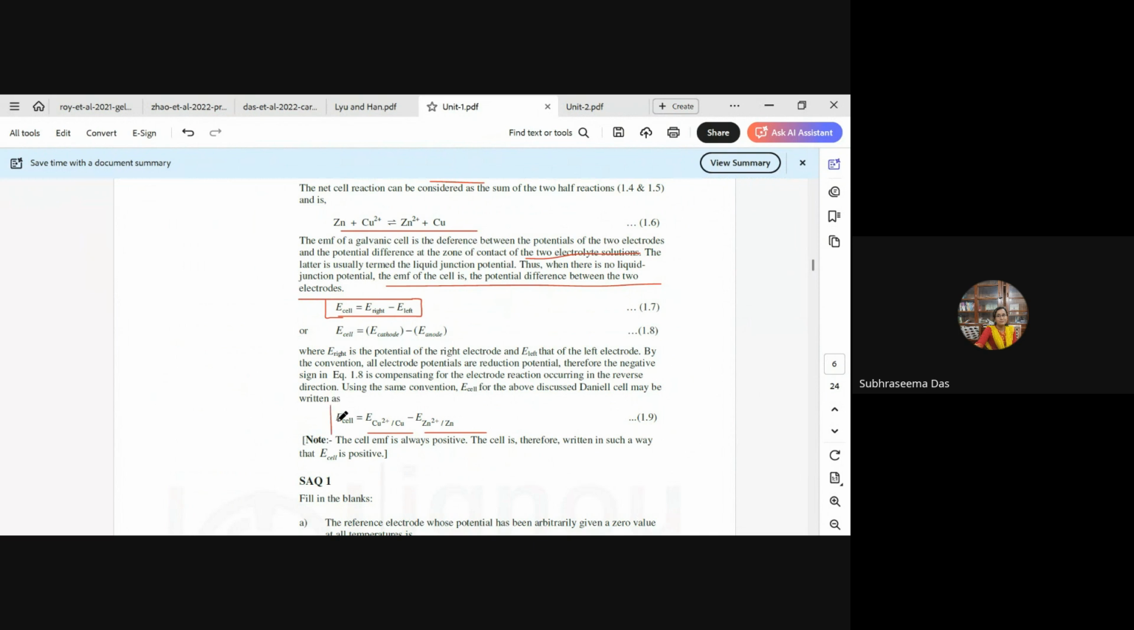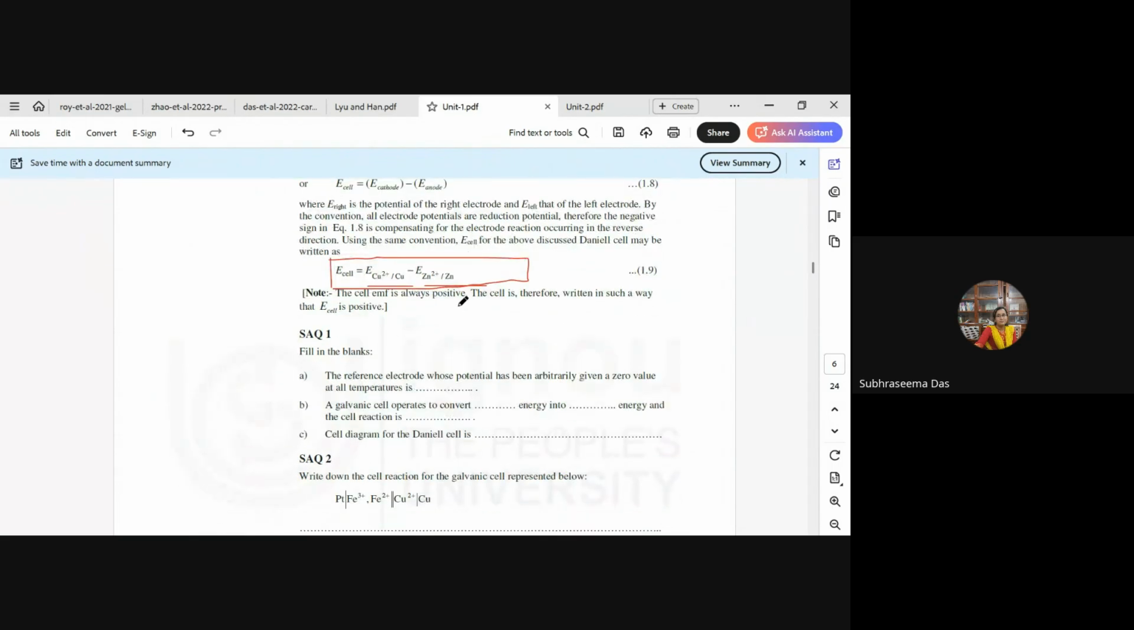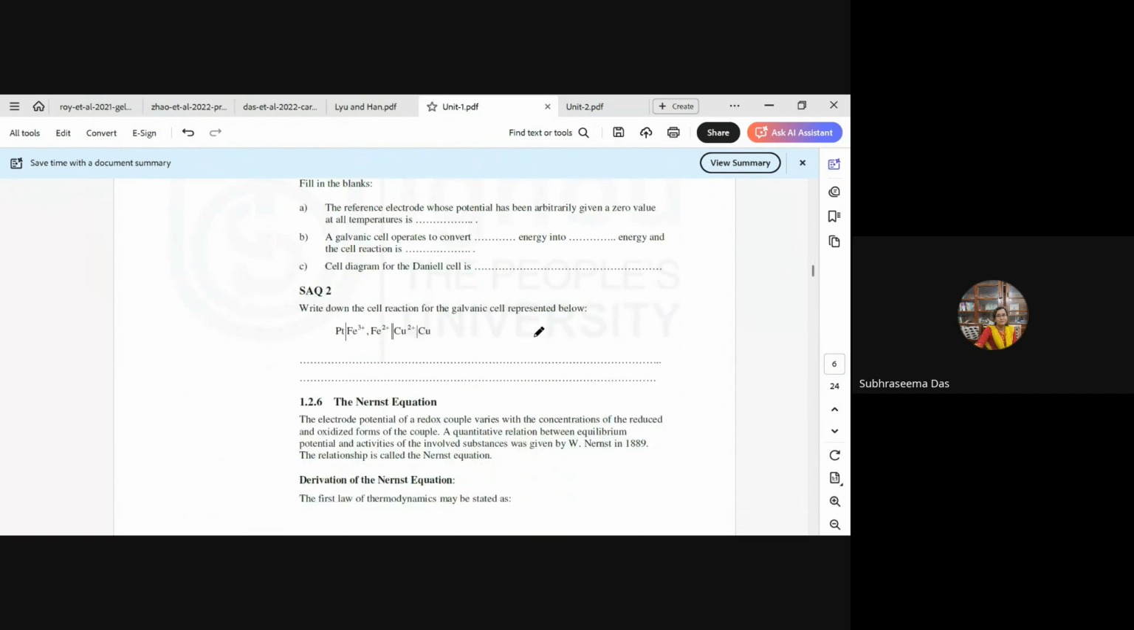It is the general representation of the calculation of the EMF of a galvanic cell or a Daniell cell. So if the half cell electrode potential of one electrode is known, then the overall E cell can be calculated.